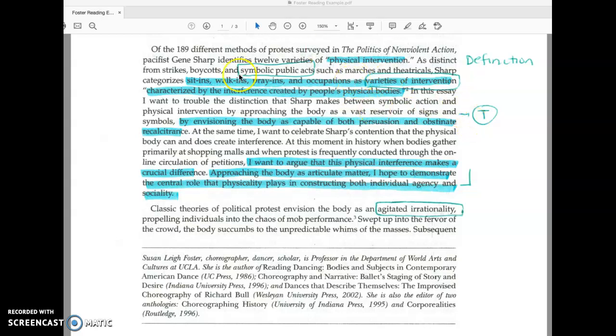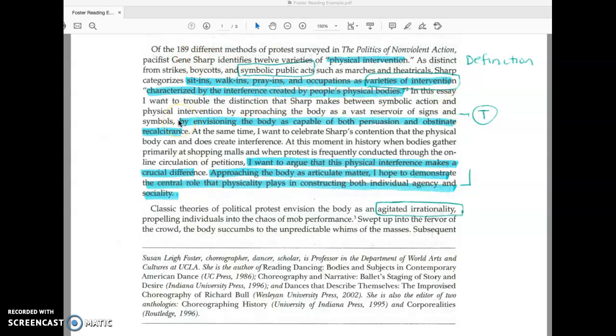So, coming back to her work, I see here that these are parts of her topic: physical intervention in terms of protest, symbolic public acts, varieties of invention, and then I get to her thesis. She's interested in troubling, or that's a nice way of saying arguing against, an idea that Gene Sharp, who she references at the very first sentence, makes between symbolic action and physical intervention.